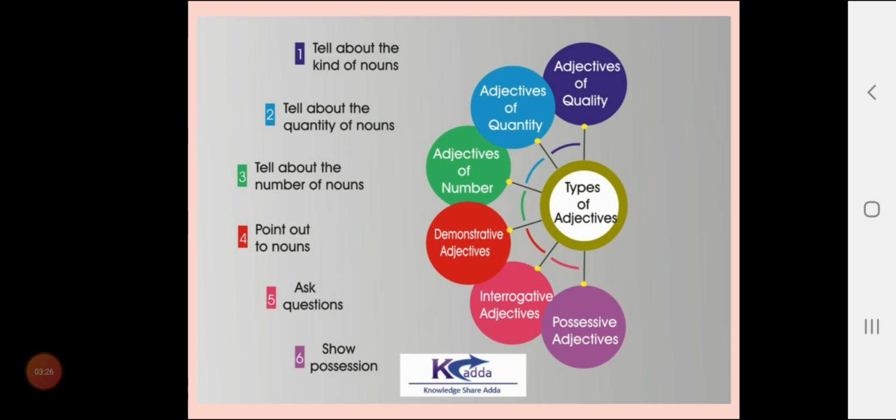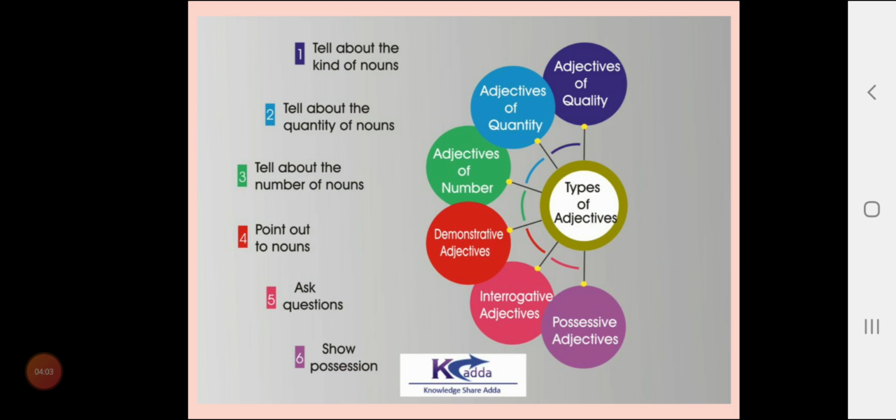Next, adjectives of quantity tell us the quantity, the measurement of that noun. And then adjective of number also counts, it tells us how many. So the adjectives of number tell about the number of nouns. Next, demonstrative adjectives are the adjectives which point out the nouns, where they are present. Okay, points out the person or a thing.